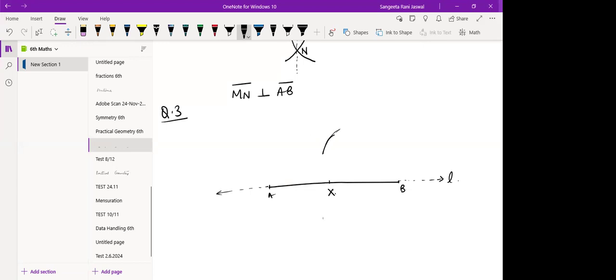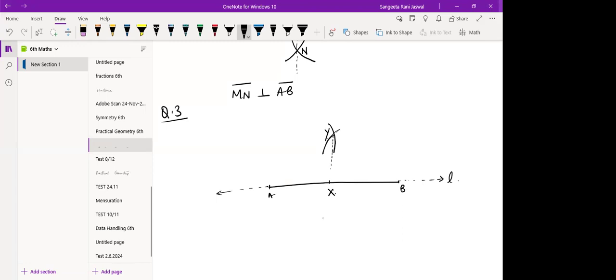Now, keeping the compass adjustment the same and your pointer at A, mark another arc so that both the arcs cut each other. Name this point as Y. Then, okay, now join XY.